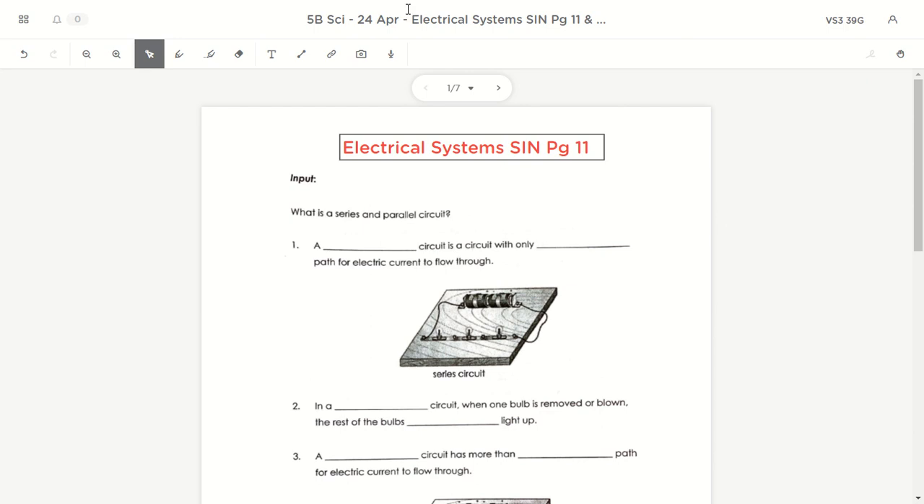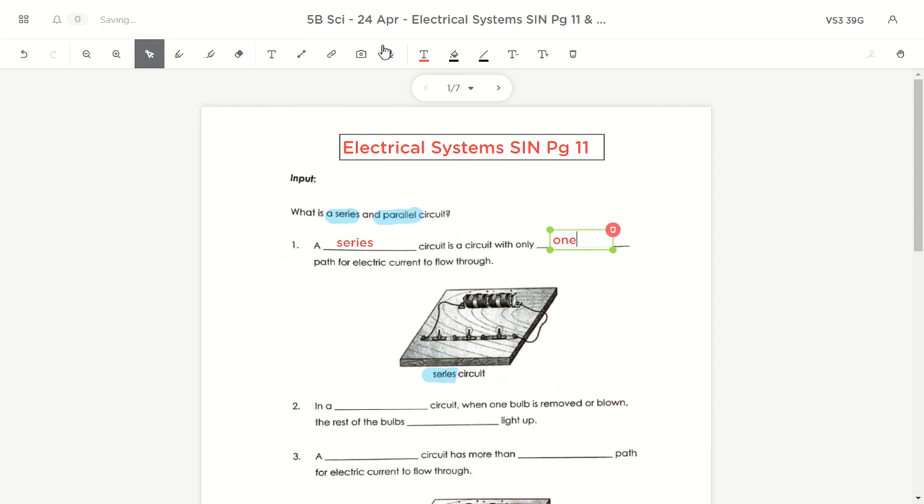Okay, so what is a series and a parallel circuit? This is from the video from the lesson last Friday. You will learn what's a series and parallel circuit. So the first one is a series circuit. So let's write the first one down first. Okay, a series circuit. Okay, let's make it bigger so you can see. Okay, a series circuit is a circuit with only one path for electric current to flow through.